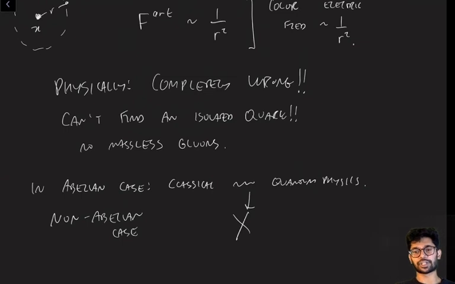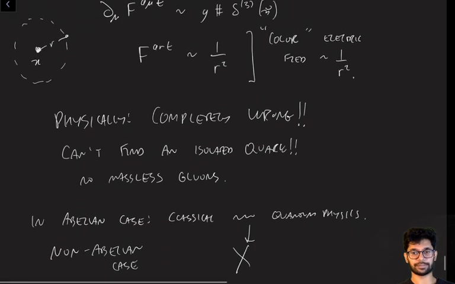And that's why in the next lecture, we're going to finally quantize the non-abelian gauge theory. And we'll try to make sense of these physically completely wrong predictions of the theory that we've written down so far.